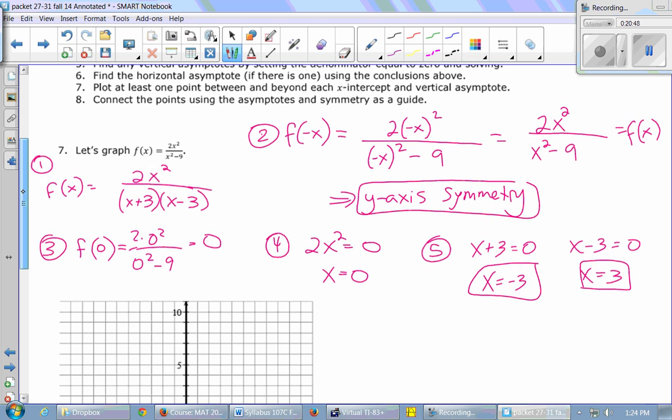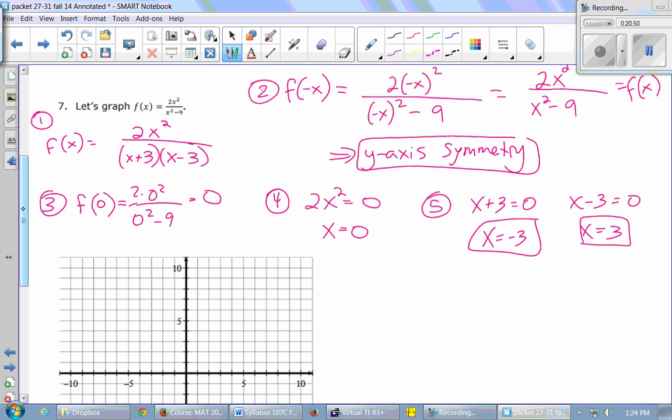And then let's see, 6, horizontal asymptotes. Compare the degree of the numerator and the denominator. They're the same. Good. So that means that my horizontal asymptote is y equals the ratio of leading coefficients. The leading coefficient in my numerator is 2, and in my denominator is 1.